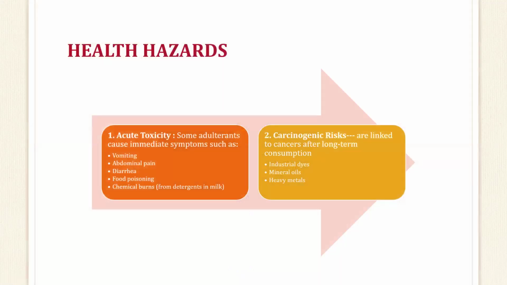So, what are the health hazards associated with food adulteration? It can lead to acute toxicity. Some adulterants cause immediate symptoms such as vomiting, abdominal pain, diarrhea, and food poisoning, and chemical burns from detergents in the milk. And some have carcinogenic risk. They are linked to cancers after long term consumption, such as dyes, mineral oils, and heavy metals in the food.